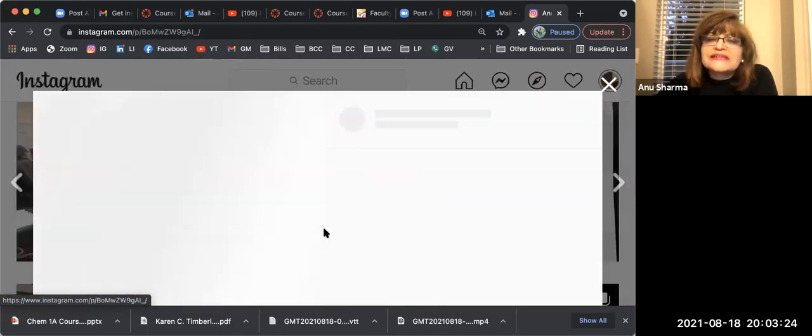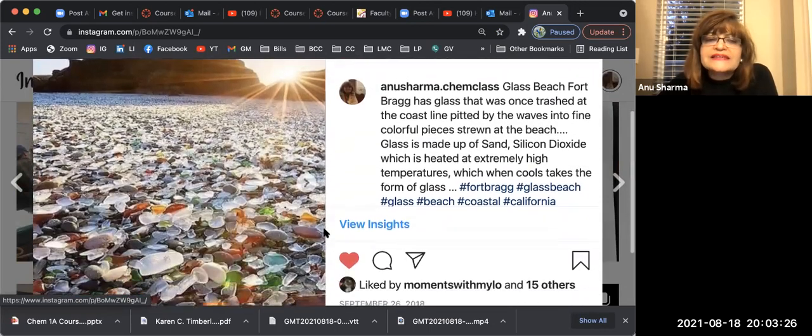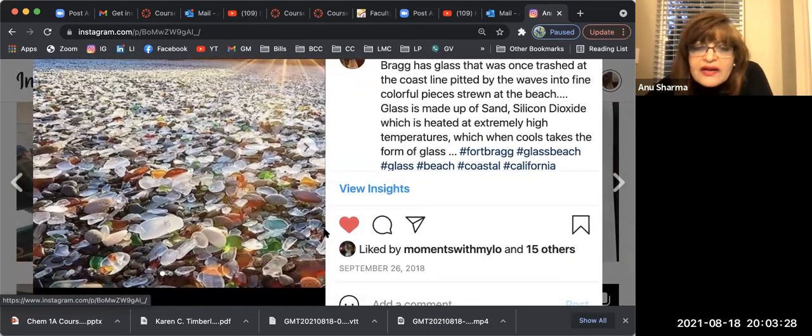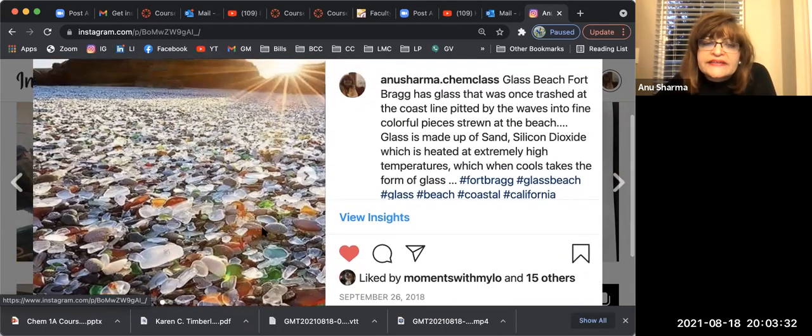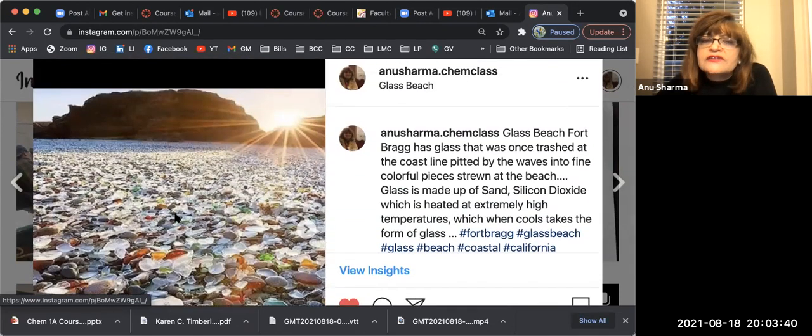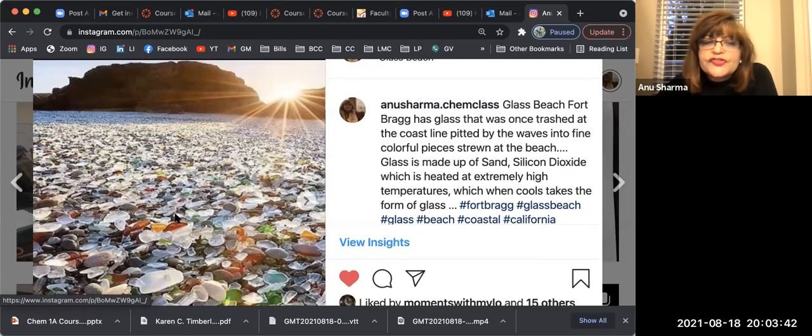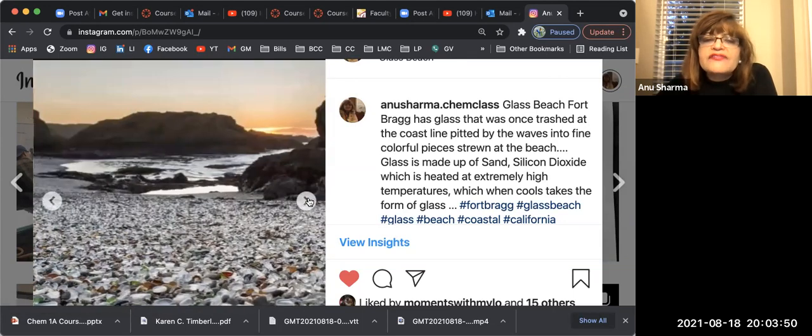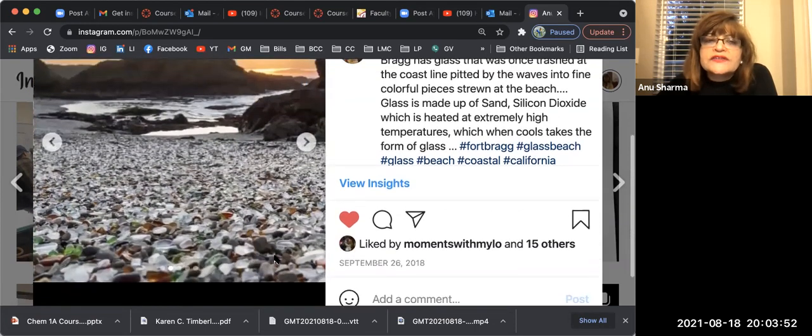Now tell me, what is this here? What is this? Glass rocks. Yeah, so these are pieces of glass which were just the remnants of trash. This was a glass beach, and this is in Fort Bragg, which is up north in California. This was a dumping ground for trash. They obviously removed all the trash, but they couldn't pick up the glass.